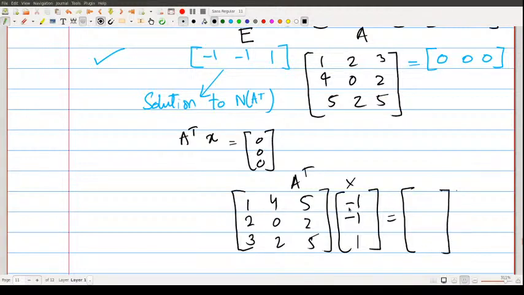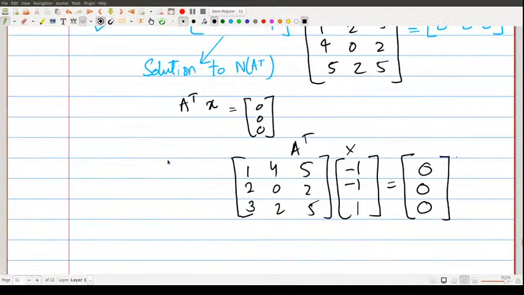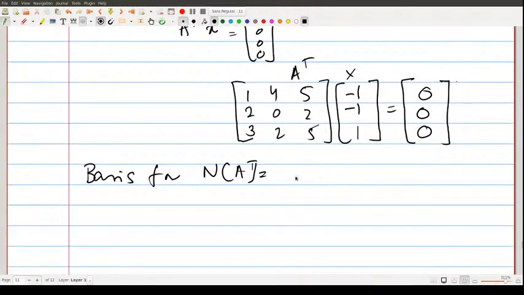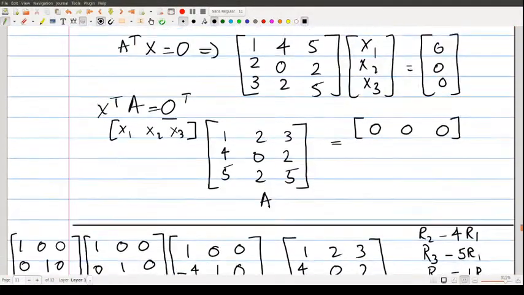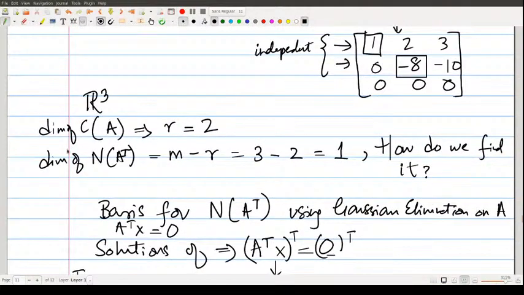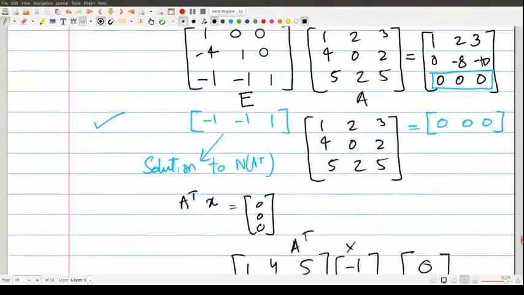So 1 times minus 1, minus 1, minus 4, minus 5, that's 0. This gives me 0, and multiplying this row gives me 0. So a solution is minus 1, minus 1, 1, which means I can make a basis. So the basis for the null space of A transpose is given by minus 1, minus 1, 1. Right? And it has only one vector because we had decided that it was going to be one dimensional. So the dimension of the null space is going to be one, and we found it by finding the solution, right?